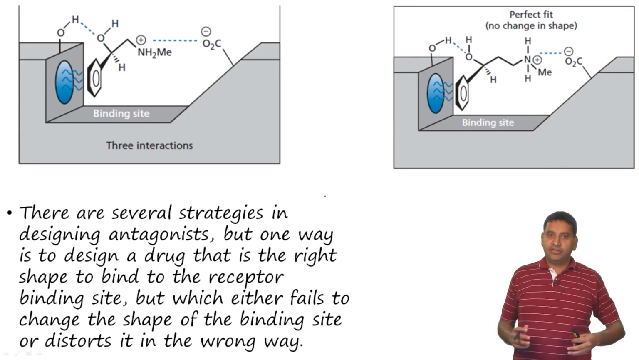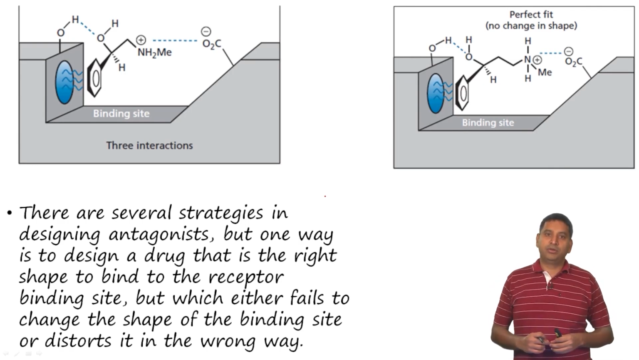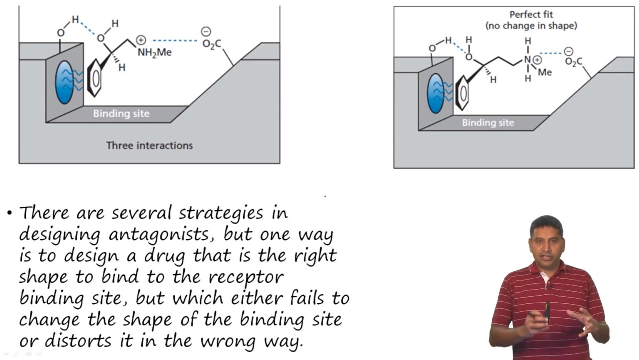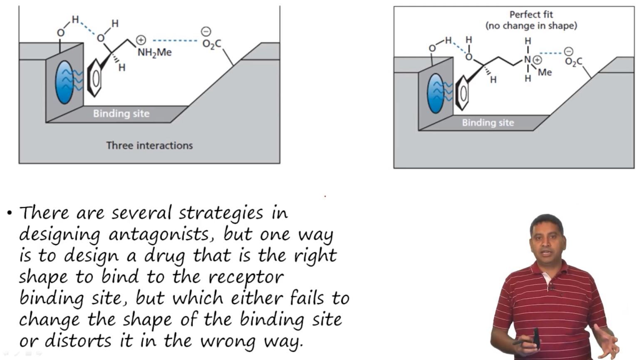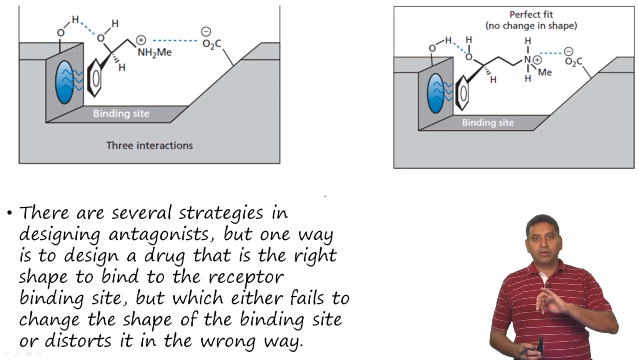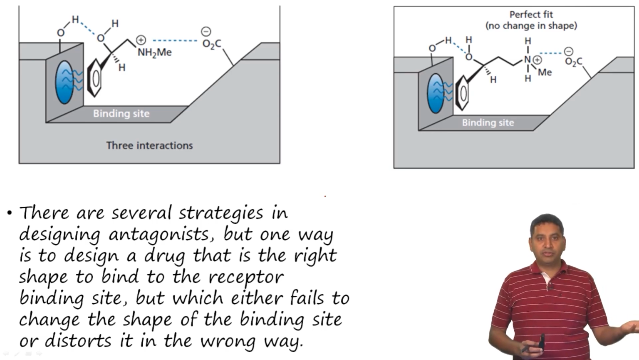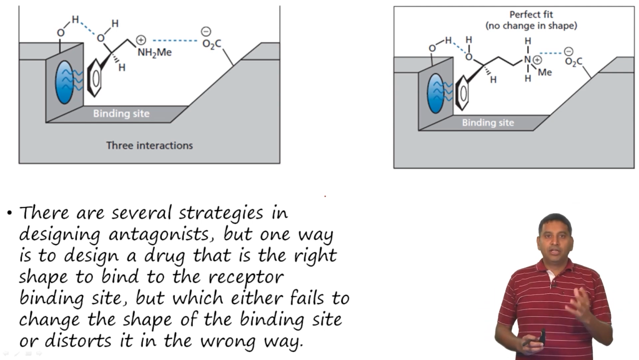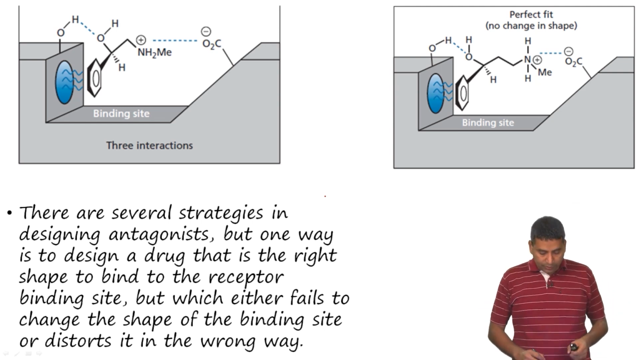There are several strategies which we can employ to design an antagonist, but one of the ways is to design a drug that is the right shape for the receptor binding site, but will either not induce the conformational change or will distort it in the wrong way. Okay, so let us look at this example here.